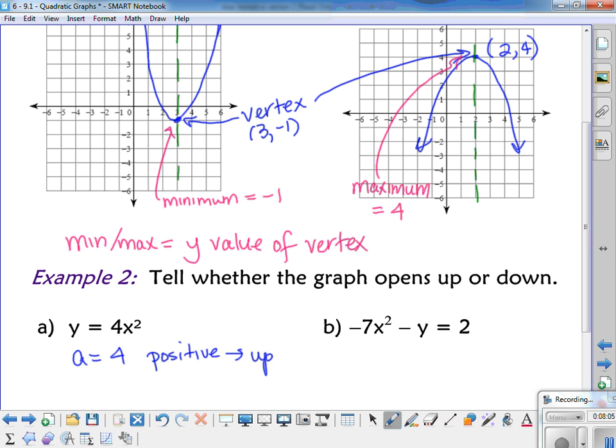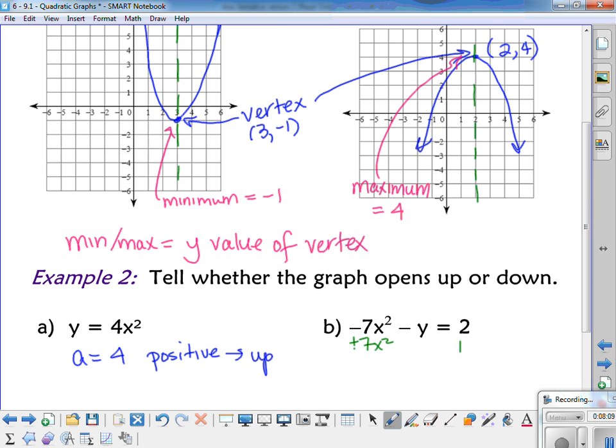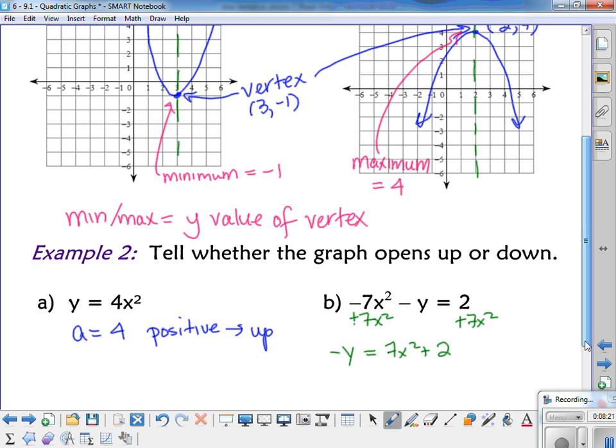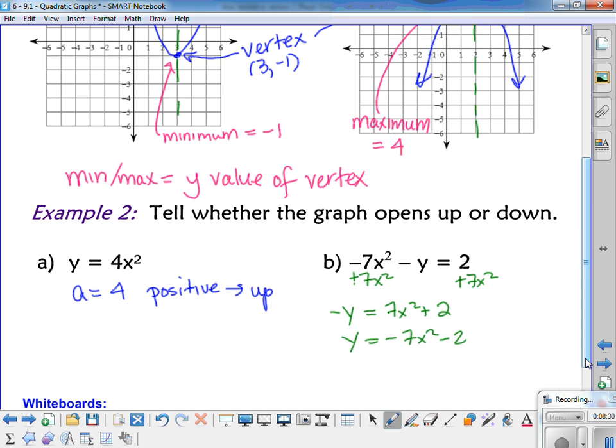Okay. Now if I look at b, I don't have it in standard form, so I need to get it into standard form. So what I'm going to do is add this 7x² to both sides. Then I have -y equals 7x² plus 2. Am I done yet? No, because it's still a -y. I need to divide everything by -1. So I get y equals -7x² minus 2. So what is my a value for this one? -7. So which way is it going? Down.